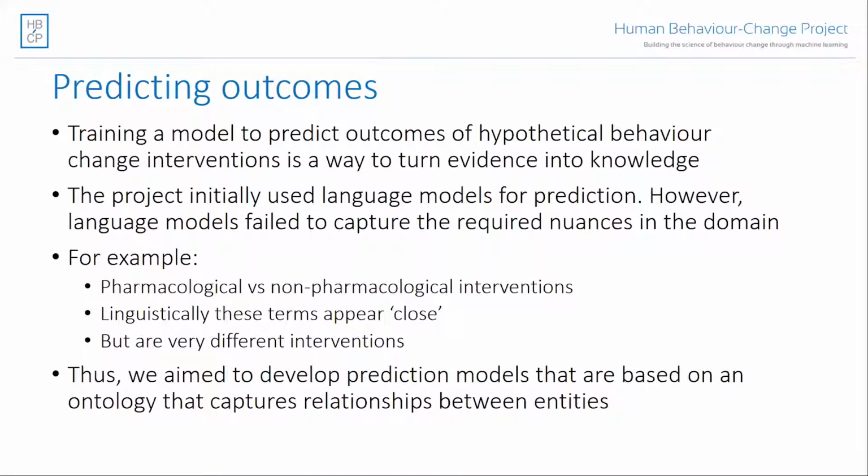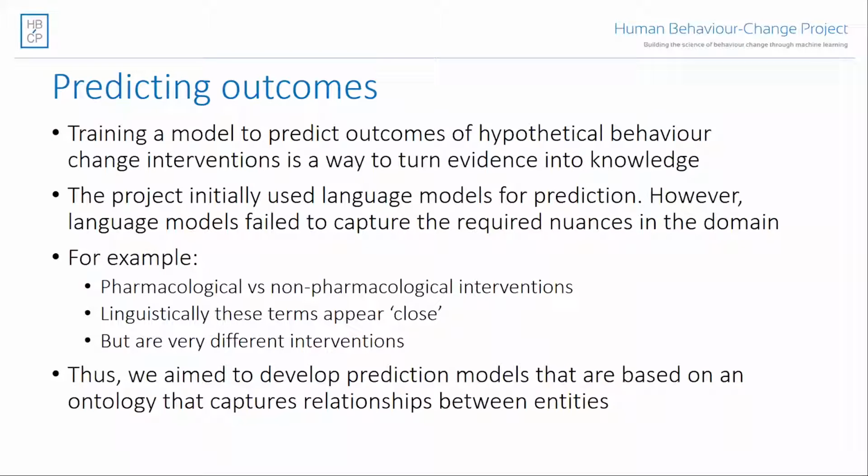So why are we interested in predicting the outcomes of interventions? The basic idea here is that by training a computational model to predict outcomes of hypothetical behavior change interventions, so that might be interventions that haven't necessarily been done, but are similar to interventions that have been done and that we have evidence for. Doing this is a way to turn the evidence that we have into something usable for informing decisions about what we do in the future.